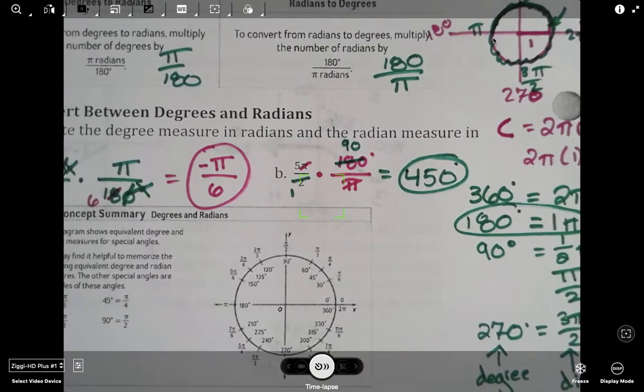So you are only ever using pi over 180 or 180 over pi, and what tells you which one to use is which one you want to cross out. What you have to start with, you want to make sure that's on the bottom so that it cancels out, like inches and feet. That's what you want to have happen.